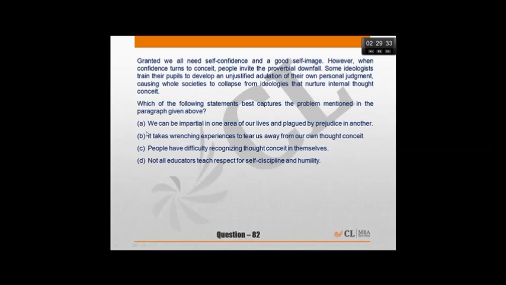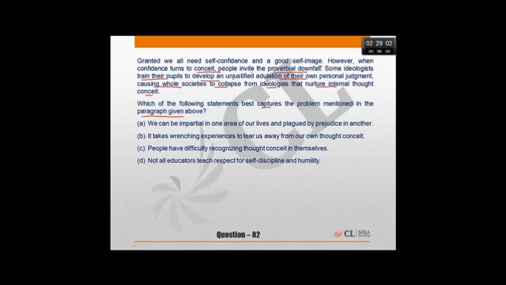82. Granted, we all need self-confidence and good self-image. However, when confidence turns to conceit, people invite the probable downfall. Some ideologists train their pupils to develop an unjustified adulation of their own personal judgment, causing whole societies to collapse from ideologies that nurture internal thought and conceit. Which of the following statements best captures the problem mentioned in the paragraph? Let me read the paragraph again because I am not very comfortable with it.